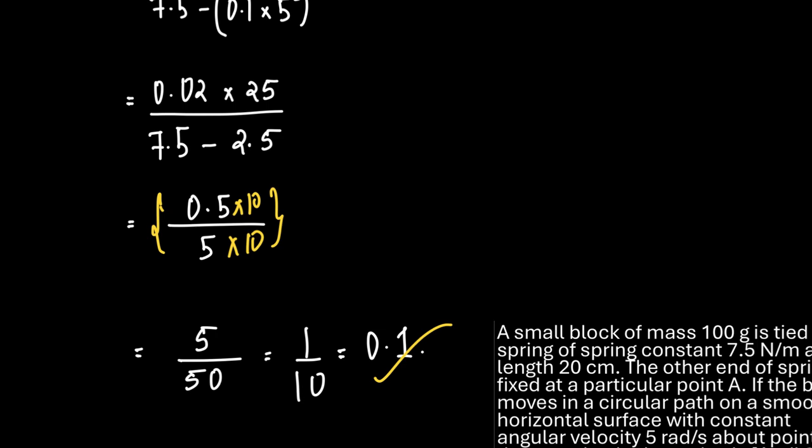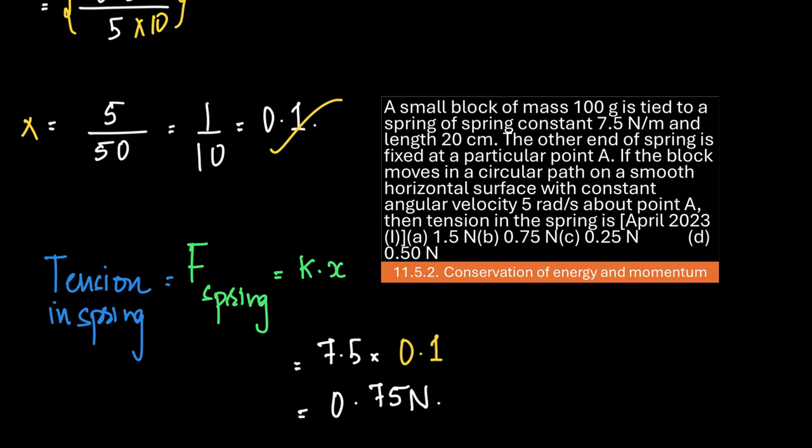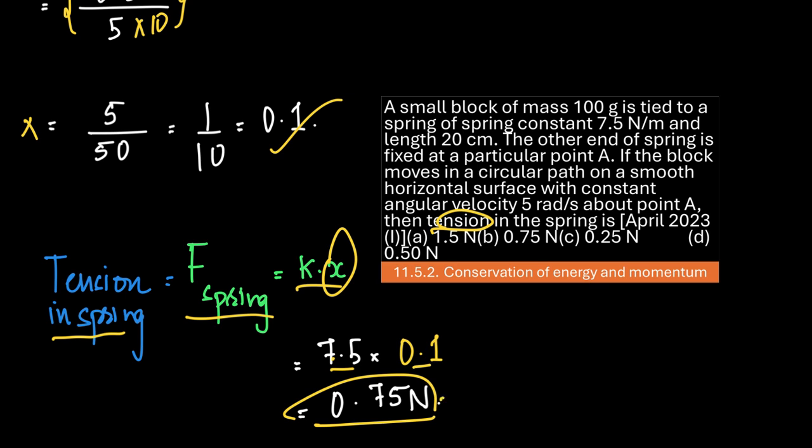Are we done with the question? No, because the question is not to find out x. The question is to find out the tension. And what is the tension in the spring here? It is the spring force. And what is the spring force? It is equal to kx. What is the value of k? 7.5. What is x? We just found it to be 0.1. Therefore, that becomes 7.5 into 0.1, which is 0.75 Newton.